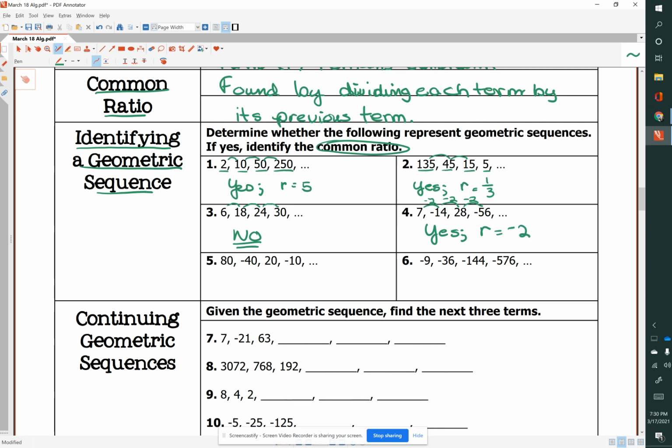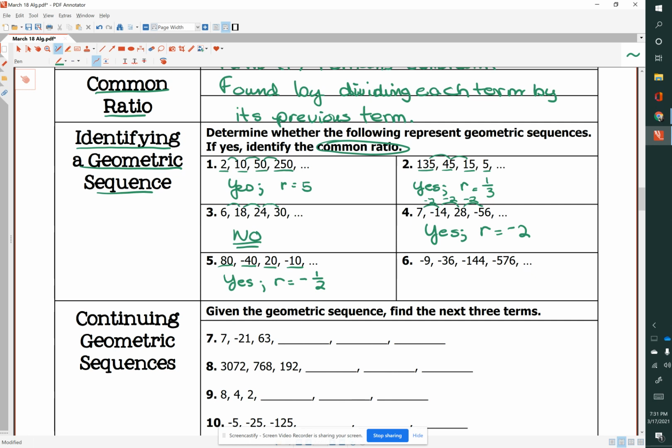So number 5, we have 80, then -40, then 20, then -10. It's easy to see that we're definitely multiplying by a half, but when we go from positive to negative, negative to positive, and positive to negative, that means that our ratio is -1/2. So we went from positive to negative, that will require a negative. From negative to positive, that will require a negative.